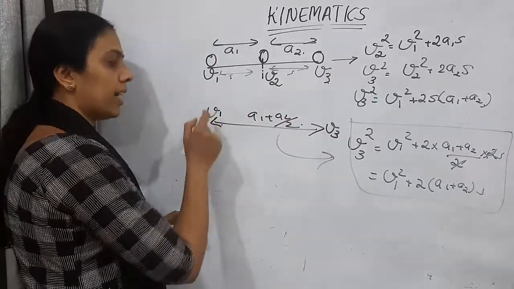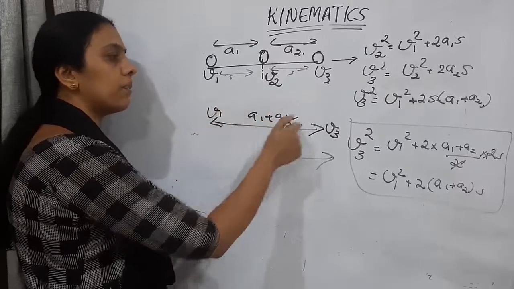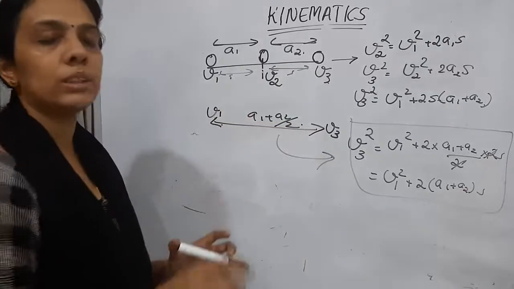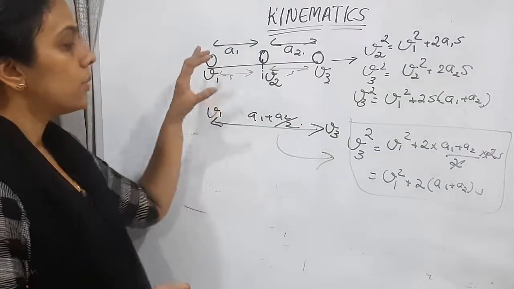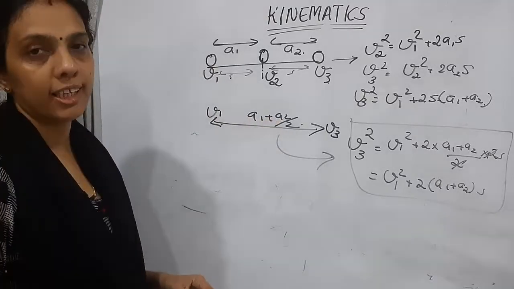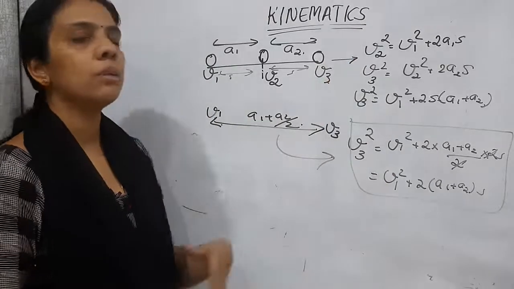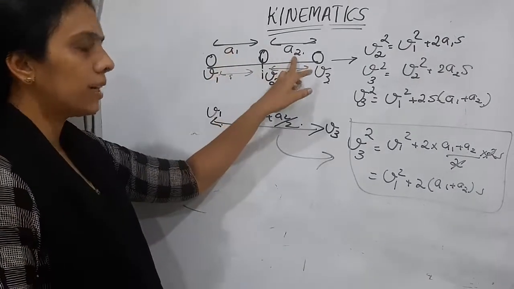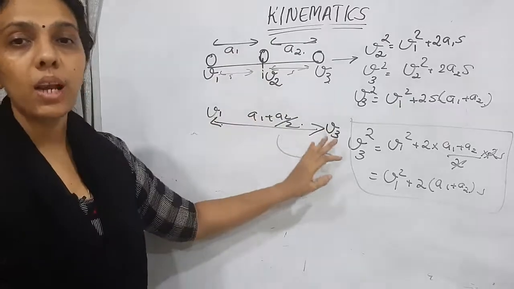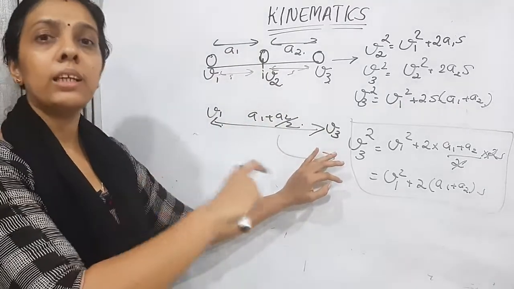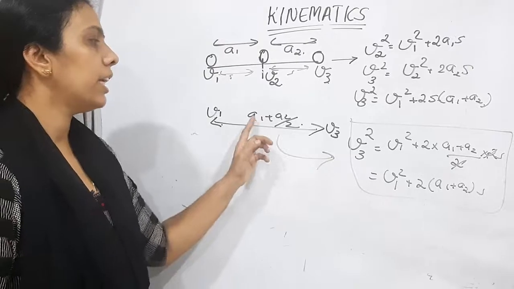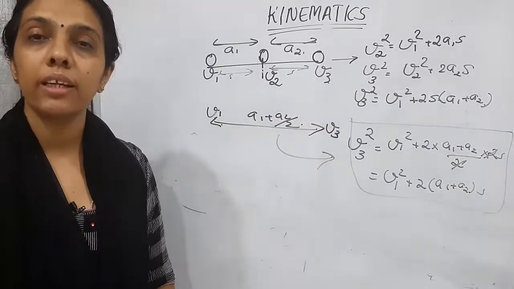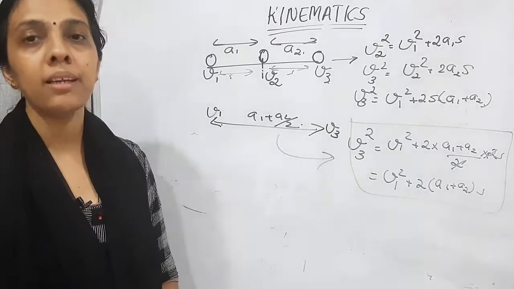Okay, instead of that, if throughout they are using the average acceleration (A1 plus A2) by 2, then the initial and final velocities will remain the same. So this acceleration will be (A1 plus A2) by 2. Here we proved that if A1 and A2 are the accelerations like that, and the whole journey is with the same acceleration (A1 plus A2) by 2, then also we will get the same final velocity. V3 will remain the same.